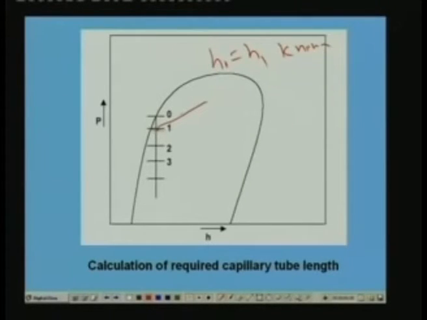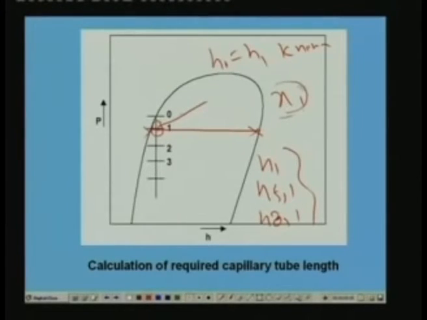Once you can fix this state, you can find out the saturated liquid and vapor properties, and you also know the enthalpy of the mixture. That means H1 is known to us, okay, and Hf1 is known, Hg1 is known, right. Since all these three parameters are known, we can find out what is the dryness fraction or quality at this point. Once you know the dryness fraction, you can find out all other properties using the homogeneous model.